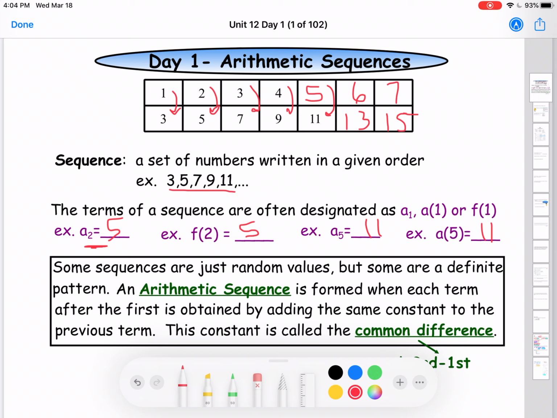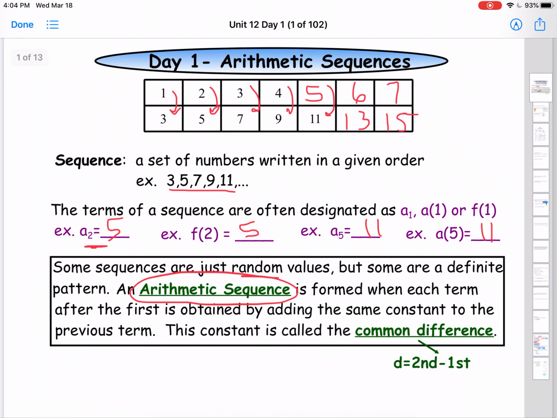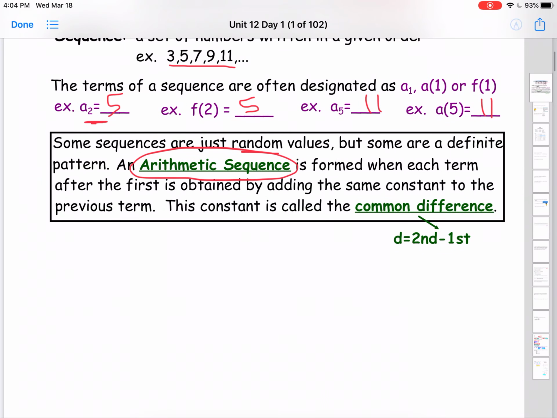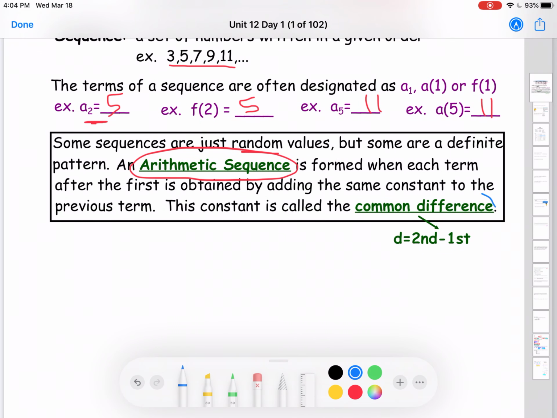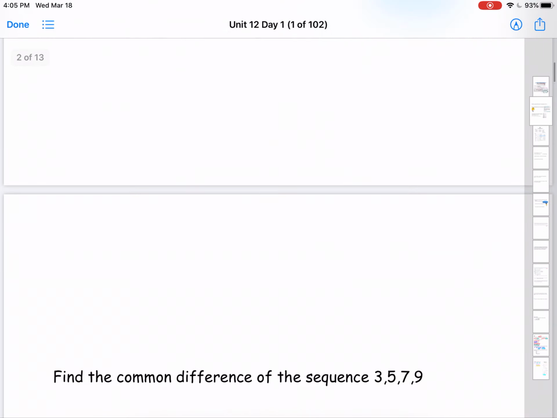If a sequence has a pattern where you can obtain the next number by adding the same number, it's called an arithmetic sequence. That number that you keep adding to the previous number is called the common difference. And we have a little formula that we can use, second minus first. It doesn't necessarily have to be second minus first. It just has to be two numbers that are right next to one another, but you have to go in order. So if you look up top here, and I do 11 minus 9, I get 2. If I do 5 minus 3, I get 2. So they just have to be right next to one another.